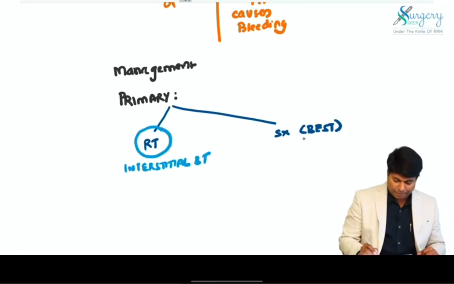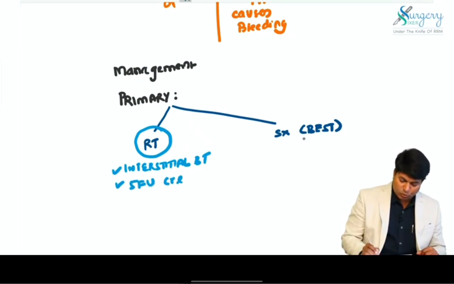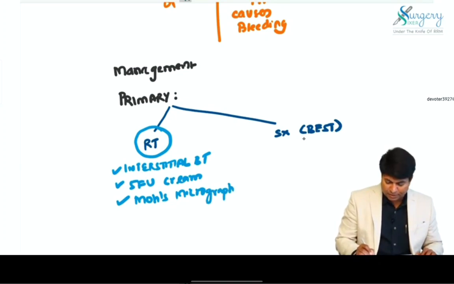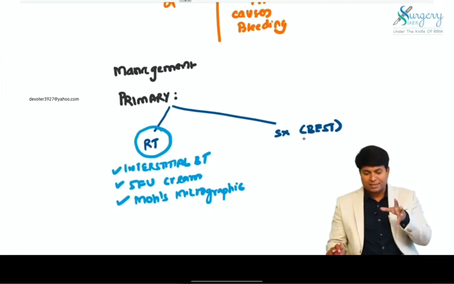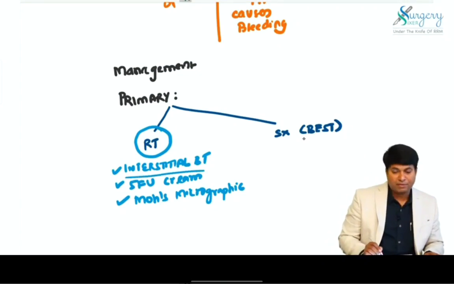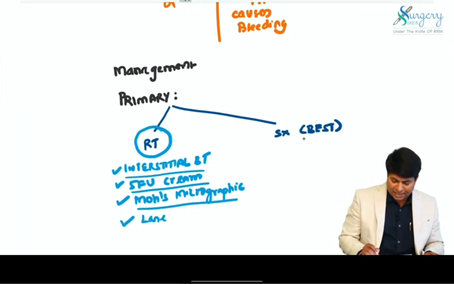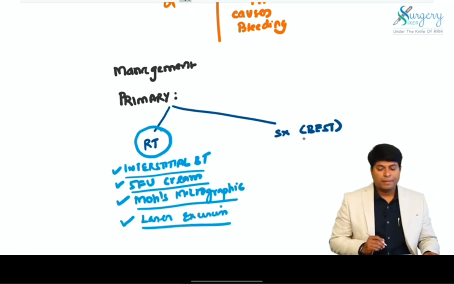Interstitial brachytherapy. Or sometimes they use 5-fluorouracil cream for in situ cancers. Or they may even go for Mohs micrographic surgery. We will discuss about these things in skin cancer chapter. Mohs micrographic surgery, in which the cancer is sliced slowly. It's an organ preserving approach. So interstitial brachytherapy, 5-fluorouracil cream, Mohs micrographic surgery, or laser excision, or various other methods of treatment. But surgery is overall the best method.